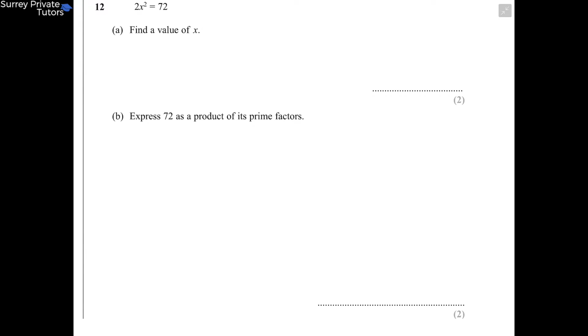Here's an example of a typical exam question you might get. We can ignore part A for now, as we haven't gone through that topic area. Part B we can go through, and they want you to express 72 as a product of its prime factors. So we've just looked at what prime numbers are, and the easiest way to do this is using something called a prime factor tree.